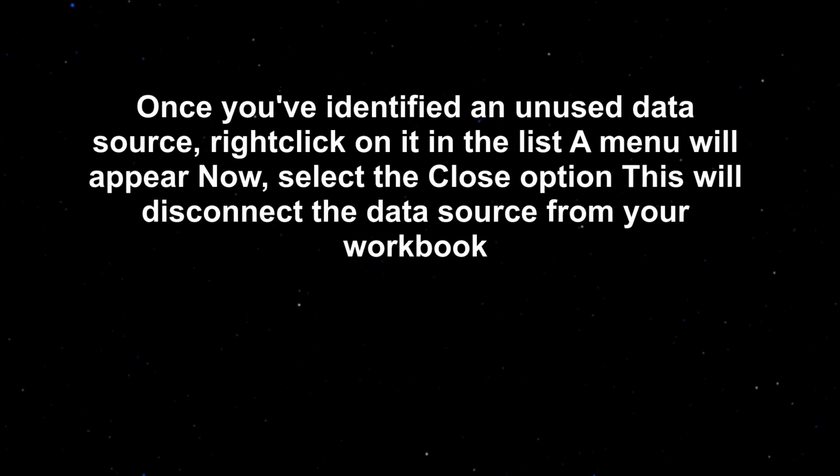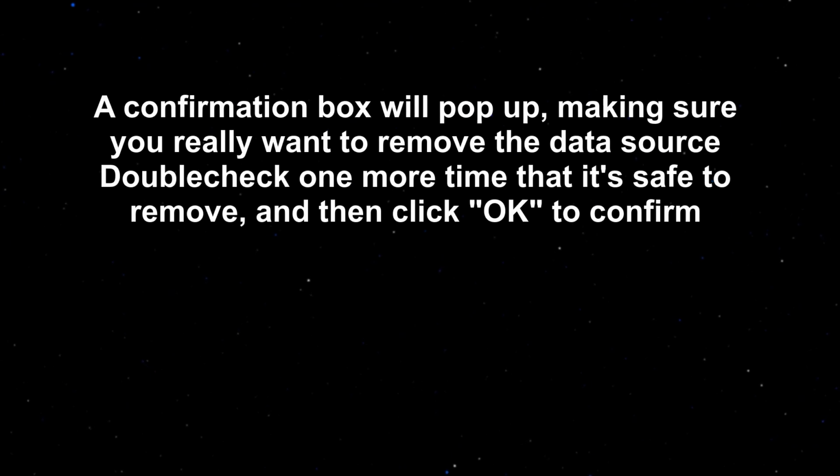Once you've identified an unused data source, right-click on it. In the list, a menu will appear now. Select the Close option. This will disconnect the data source from your workbook. A confirmation box will pop up, making sure you really want to remove the data source. Double-check one more time that it's safe to remove, and then click OK to confirm.